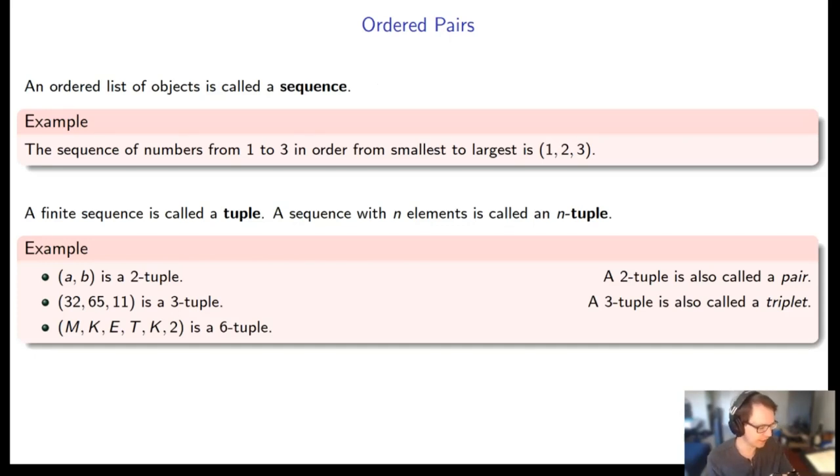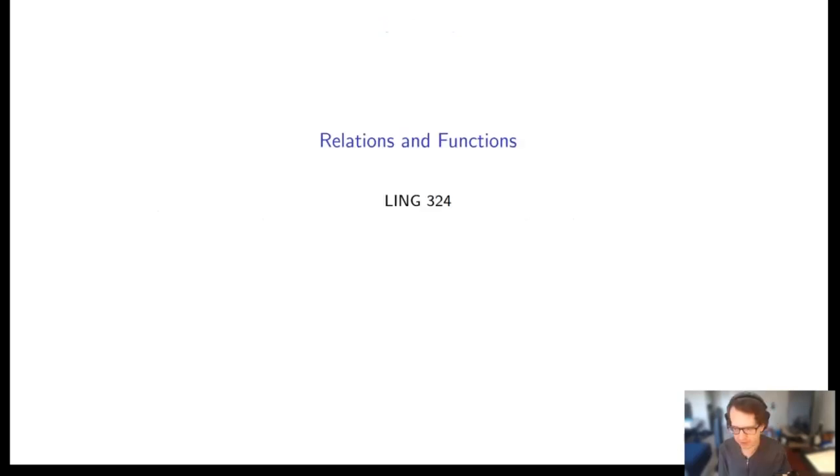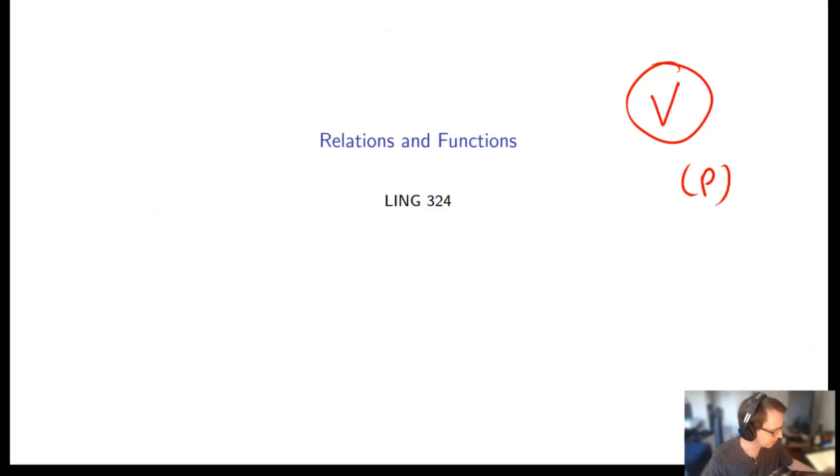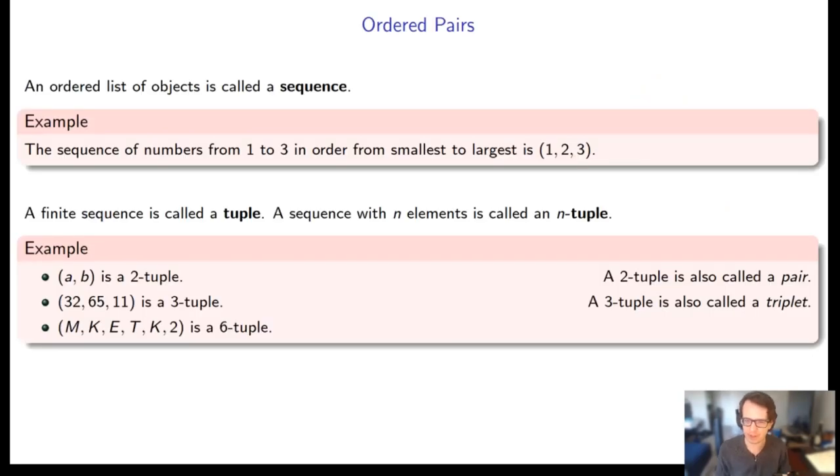So ordered pairs, everything from now on in the relations and functions lecture, so this is lecture 4, is now about verbs, and in some cases, the preposition. Well, really the preposition too, but our focus is not the preposition, our focus is the verb. Intransitive, transitive, and ditransitive verbs. So we need to start with the concept of an ordered pair, an ordered list.